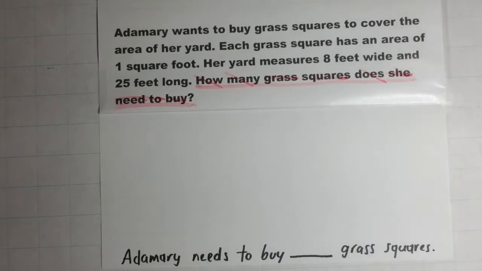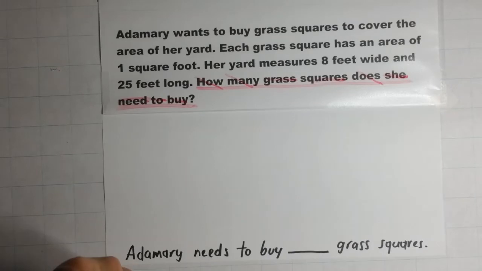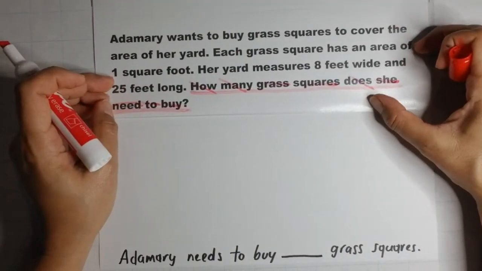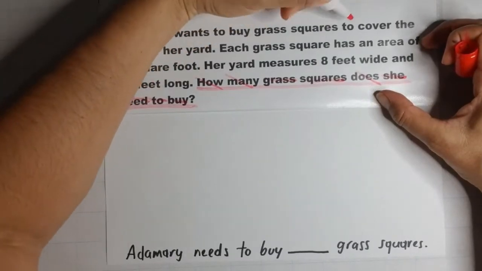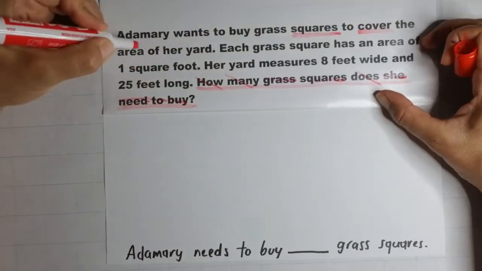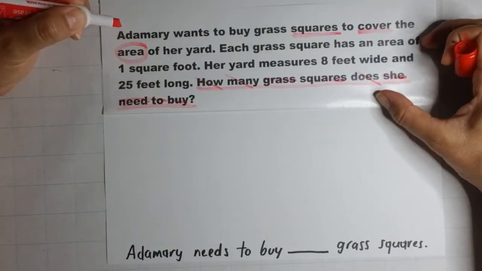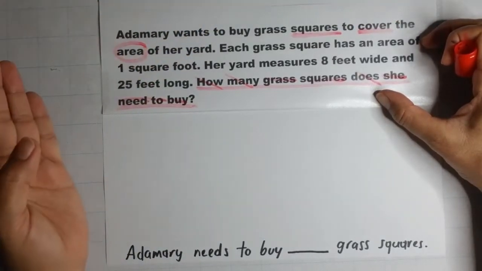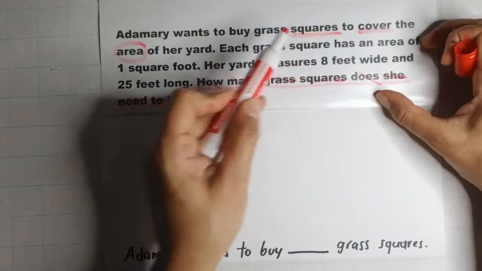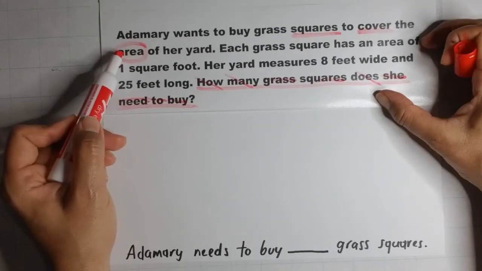So this time I'm going to read my problem again, but I'm going to be circling all the important words that are going to help me to complete this sentence here, to find my answer. So Adamari wants to buy grass squares to cover the area of her yard. So this is important. She's going to be using squares to cover the area of her yard. So at this point, I know this is an area problem because they are telling me she needs squares. We need squares to find the area, and they have the word area.